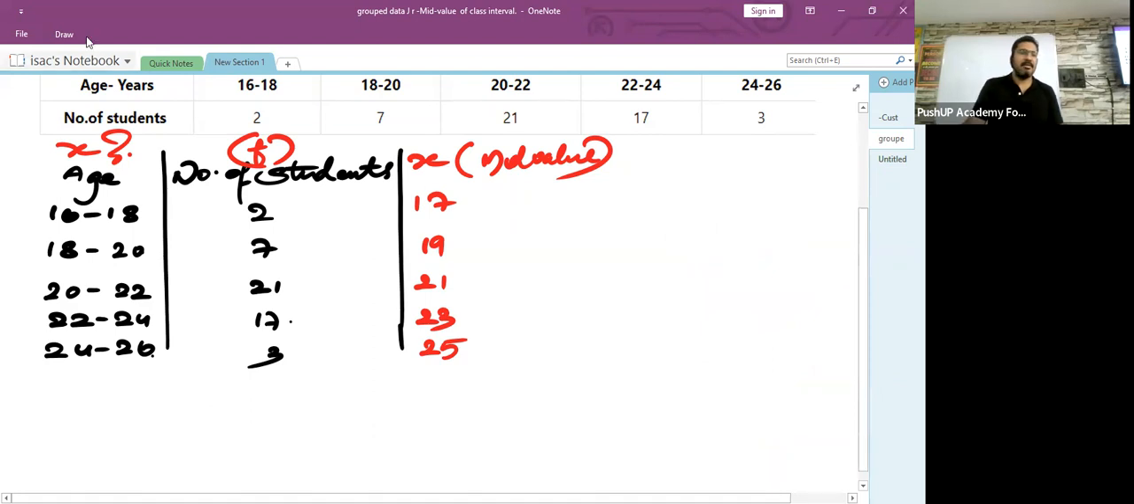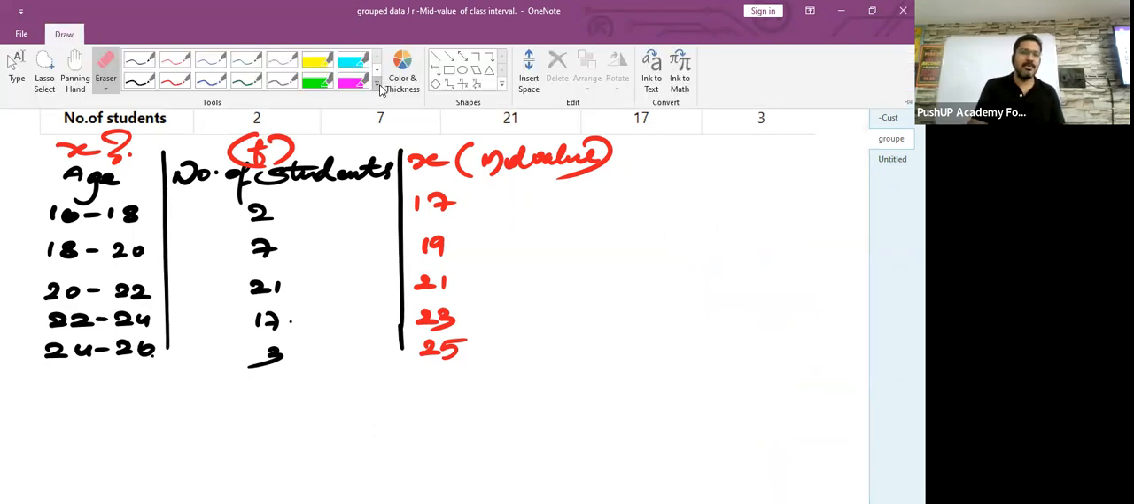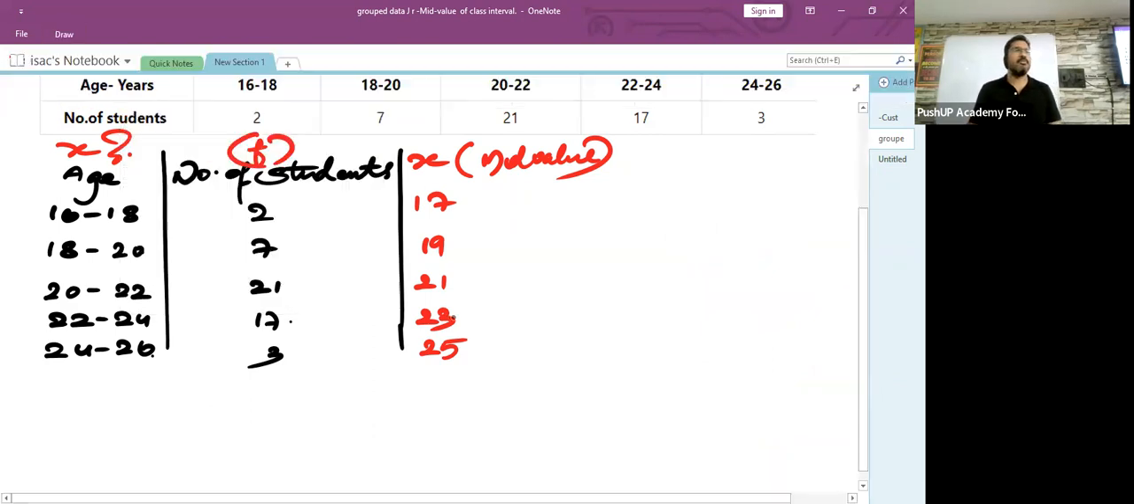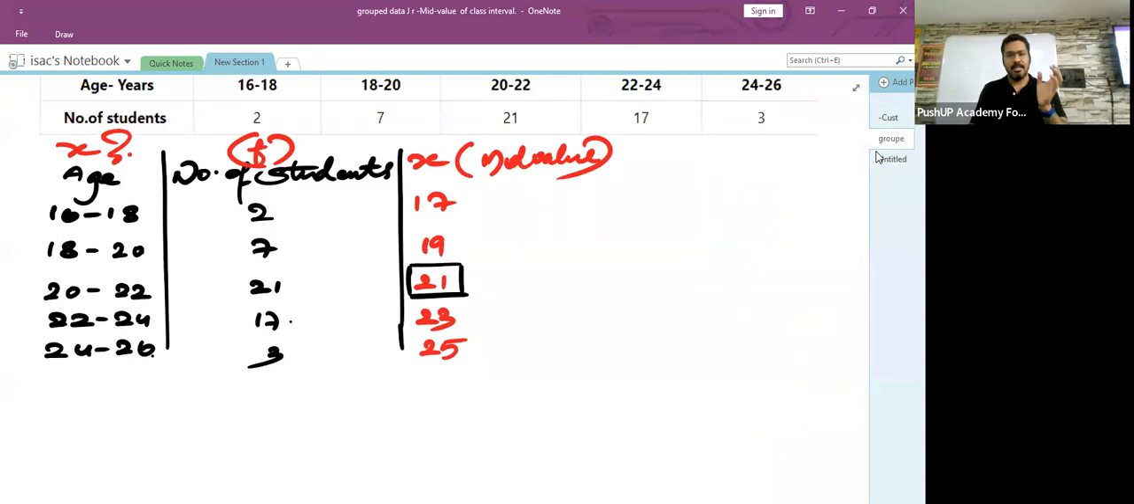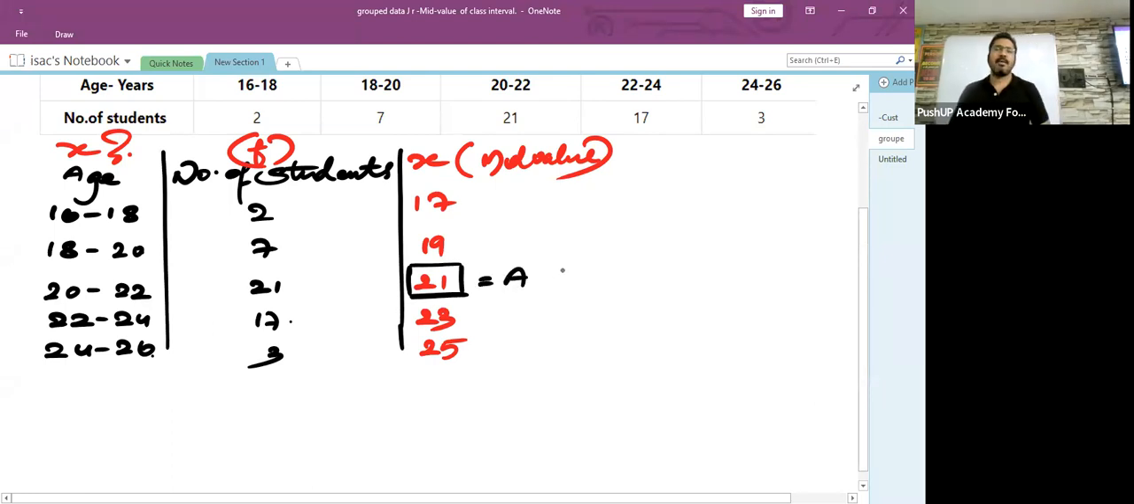What is the next thing which you're going to do? Find the assumed mean. Can you tell me, children, in this case, what is going to be the assumed mean? 21. I hope everyone must have taken 21 as the assumed mean. If you still have a doubt, go back to the previous sum. What we did there, from the column of x, we had found the assumed mean. The same policy is applied here also. From the column of x, we are assuming the value of a as 21.